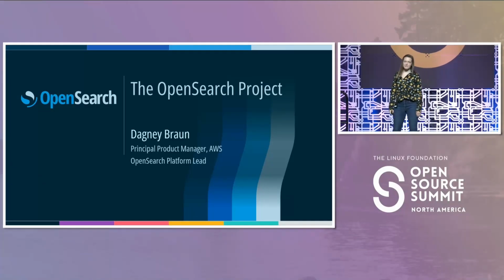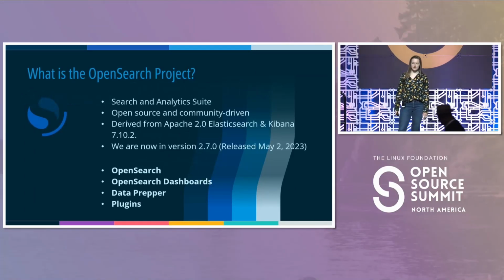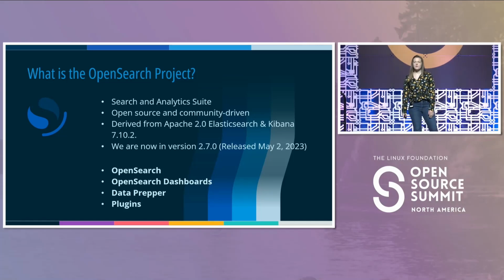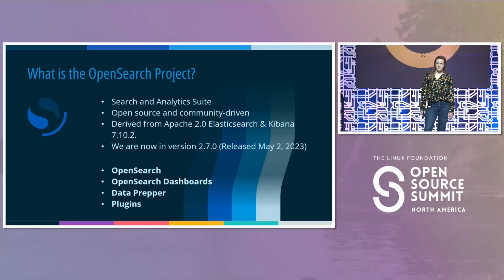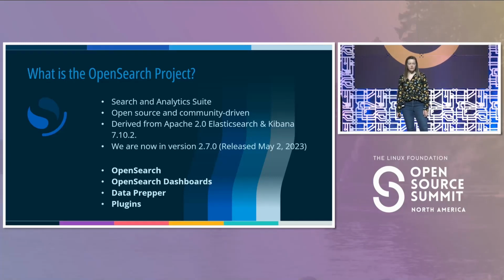Thanks. So as he mentioned, I'm Dagney, and I work at AWS working on the OpenSearch project. For those of you who don't know, what is the OpenSearch project? OpenSearch is a search and analytics suite derived from Elasticsearch and Kibana 7.10.2. It's open source and community driven under the Apache 2.0 license.